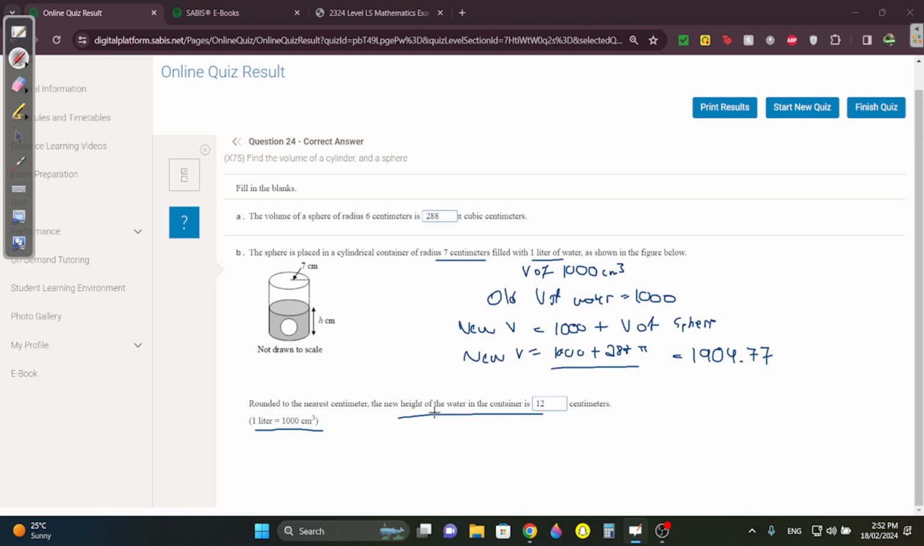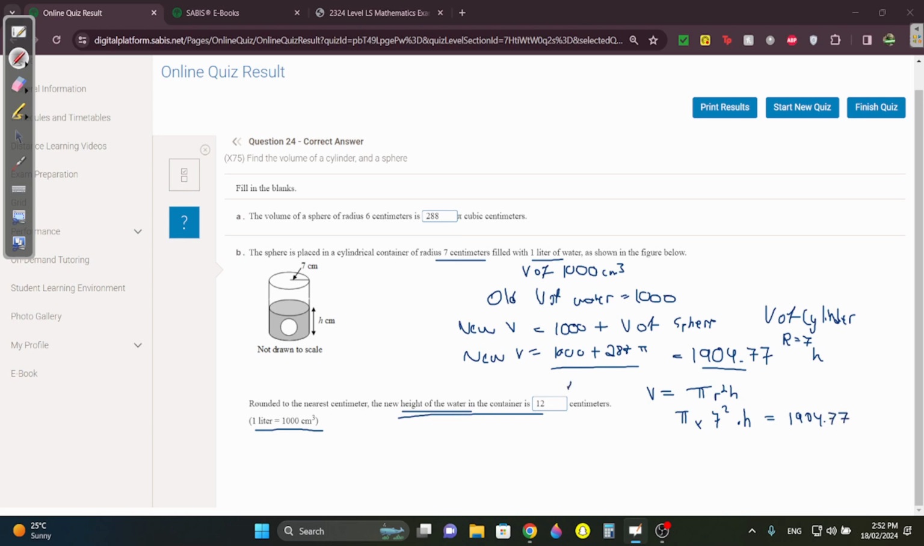How do you find the height? We have the volume of a cylinder, we have the radius, which is 7, but we want the height. Can you find it? Of course you can. The volume of any cylinder is equal to pi r squared h. R squared is going to be 7 squared, h we're trying to find, and we just keep pi here. We know that the volume is 1904.77, and you solve this like any other equation.